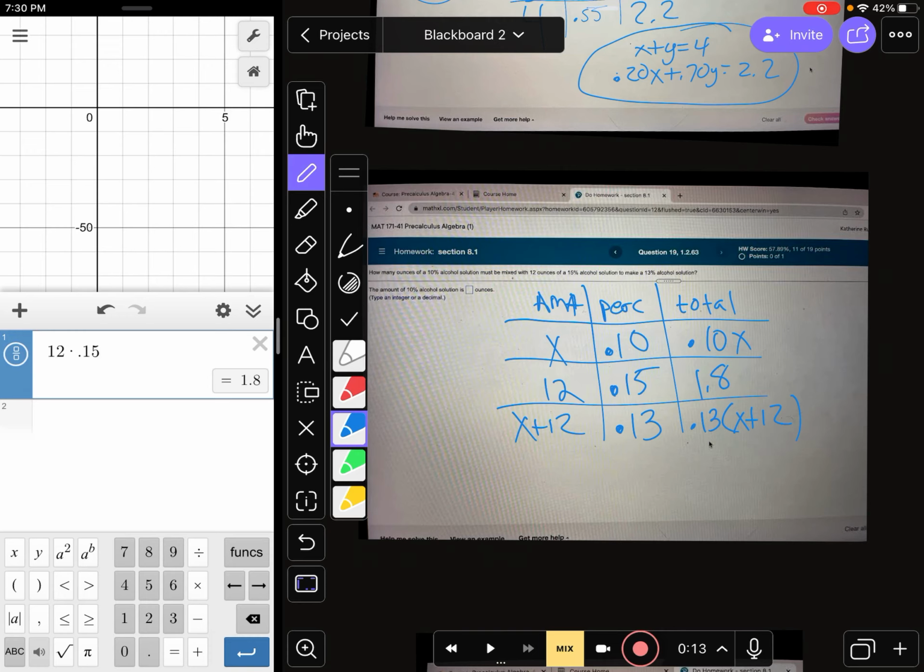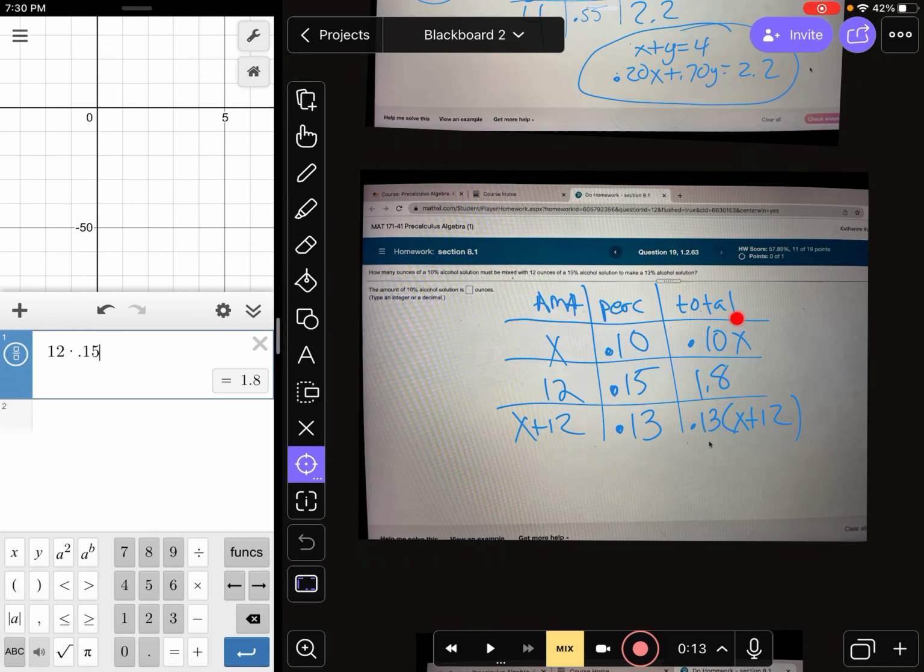And now I need an equation. Here I only have one variable, so I only need one equation. Remember in my last table I had two variables, therefore I needed two equations. Here I just have an X, so I just need one equation. And right here's my equation. 0.10x plus 1.8 has to equal this. Okay, this plus this must equal that.